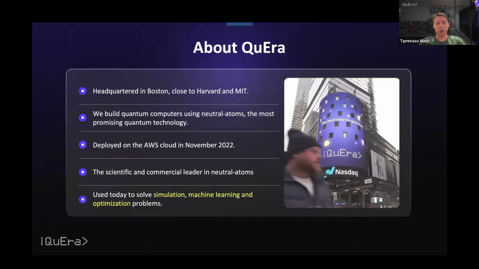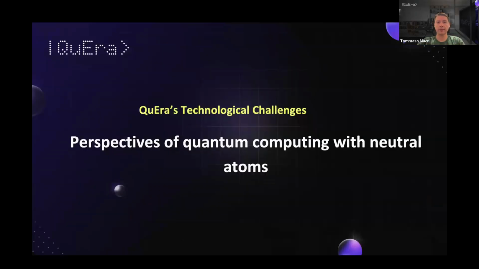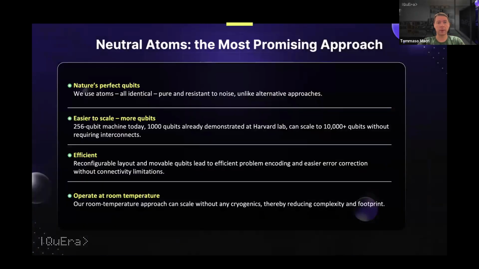QuEra now is focused on a number of applications that we believe are definitely relevant for current and upcoming generations of quantum computers, such as simulation, machine learning, and optimization. Let me tell you why neutral atoms are extremely relevant for the development of the field of quantum computing.